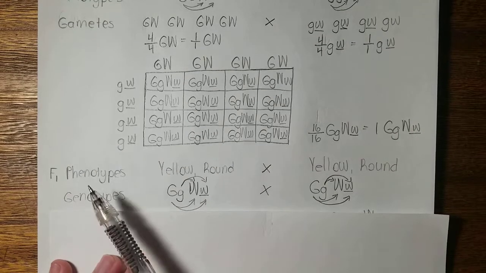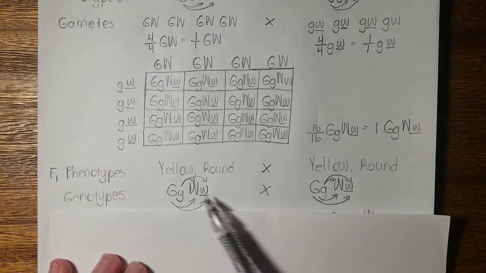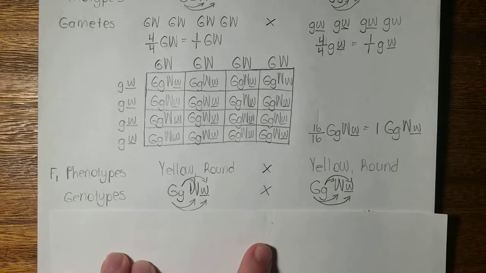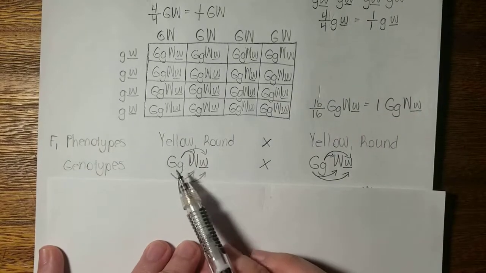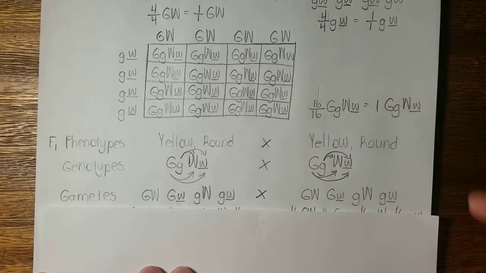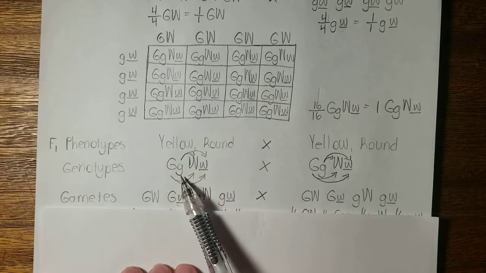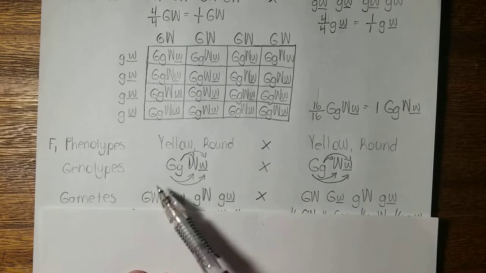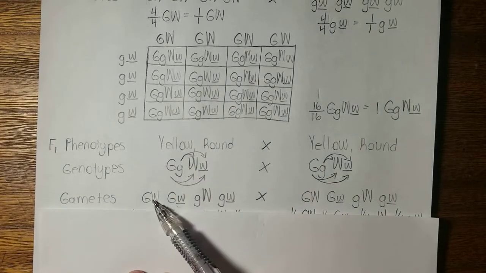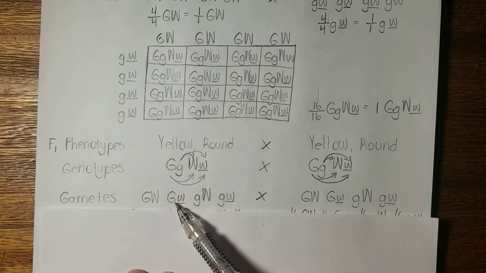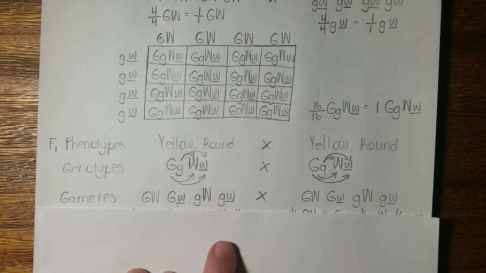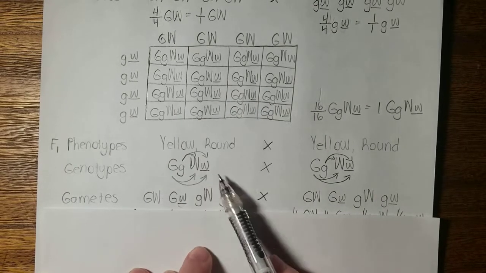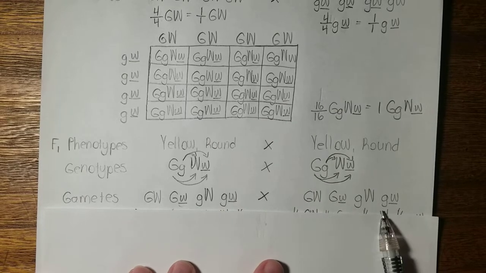So combining the F1 phenotypes, we get these genotypes right here. So we get big G, big W, little w crossed with the same thing. In order to get the gametes, we still have to distribute. So this G with this W, this G with this W, same on this side. So we get this G with this W, GW, this G with this W, big G, little w, sorry. Then we have little g, big W right here, and then we have little g, little w right here. Same on this side.